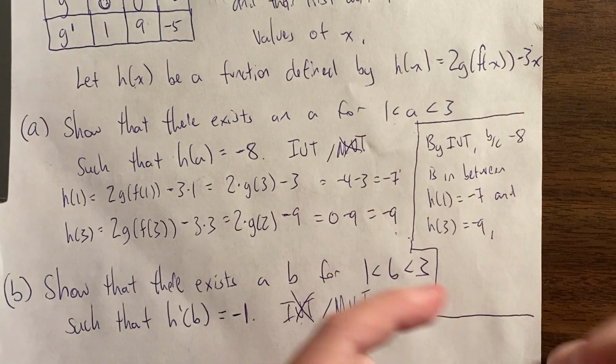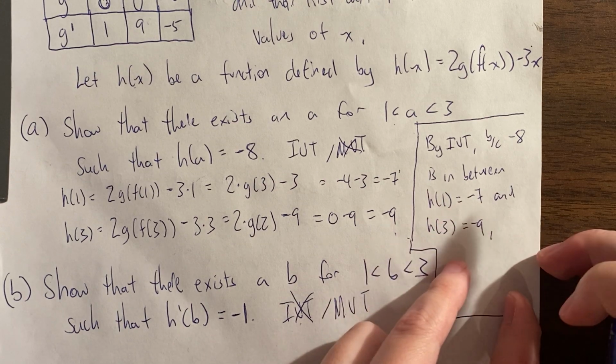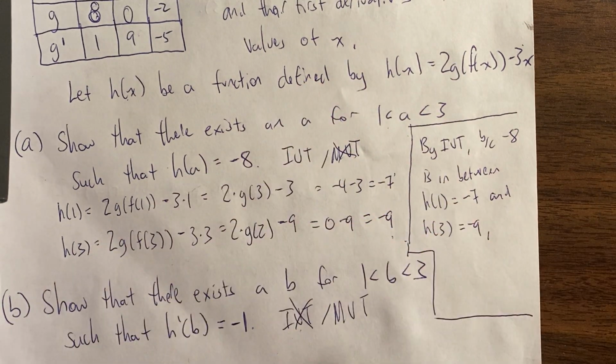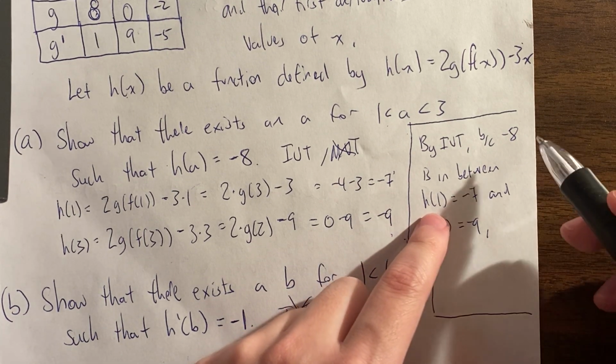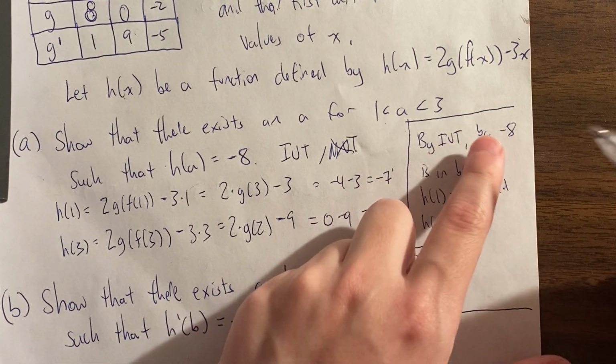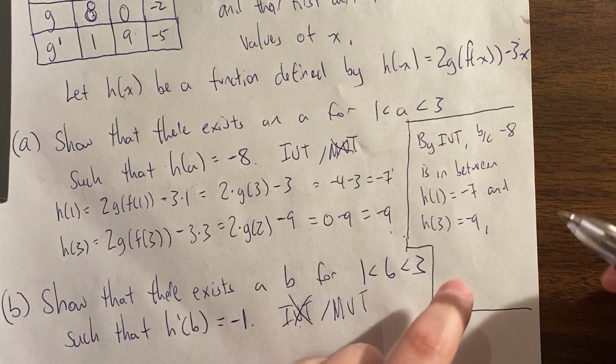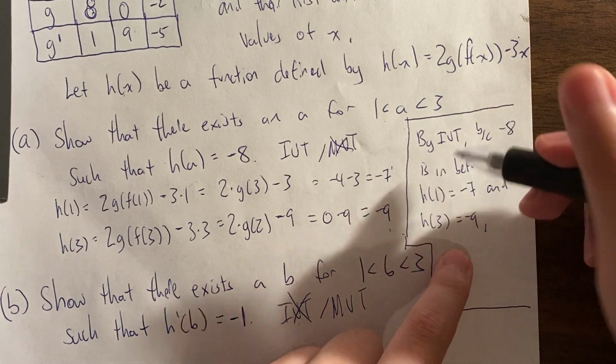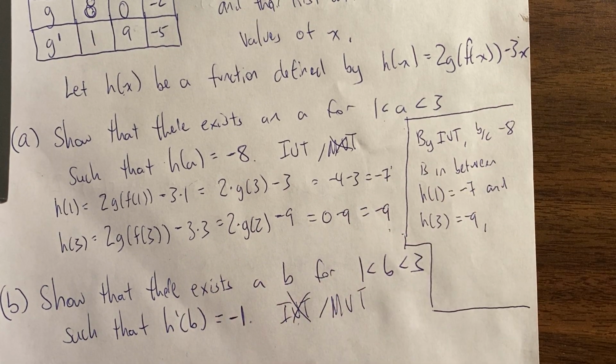I just showed that -8 is in between these numbers. It's in between -7 and -9. It could have been switched around, and -8 obviously would still be in between -9 and -7. Doesn't have to be midway. It could have been any number. So none of the work would have changed if this number were, for example, -7.5. So we write by IVT, we write the justification, and then we just have to conclude.